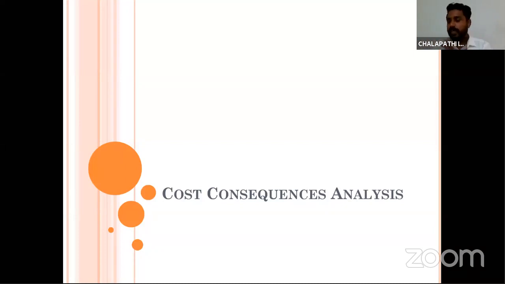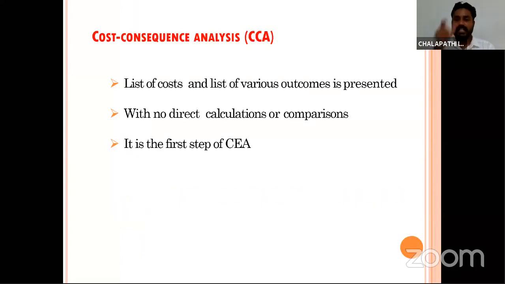These are the 4 major aspects of pharmacoeconomic evaluation, and one small analysis is cost consequences analysis. I already explained this in the first stage of cost effectiveness analysis, where we just list out what the total cost was and what the total outcome was, and that simple comparison is called cost consequences analysis.